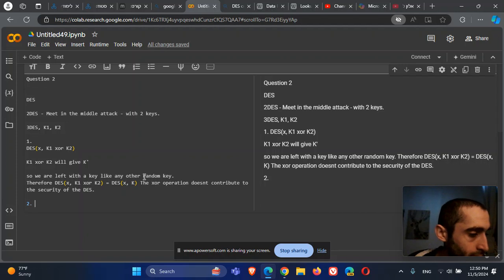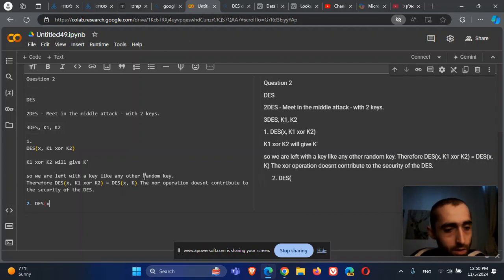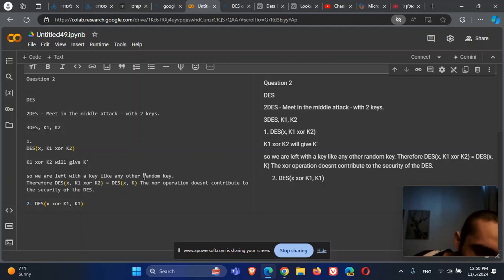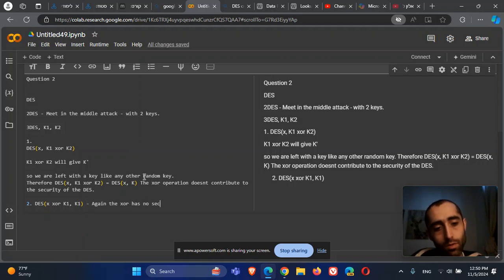Okay, the next one is this with X XOR K1 and K1. Again, I don't see why the XOR even helped me with something. Again, the XOR has no security advantage, so it's the same. There is no security advantage. I can do, no, I don't know the key.